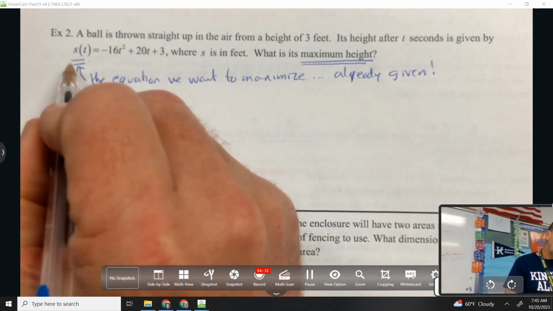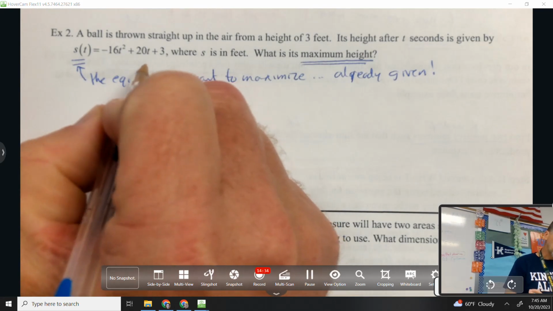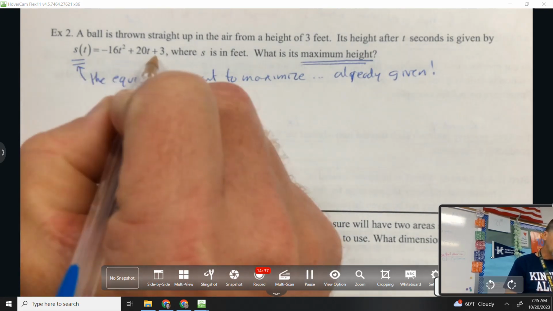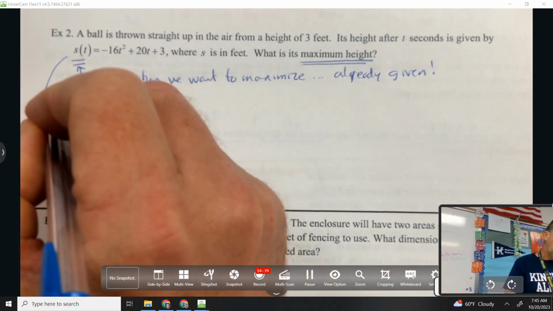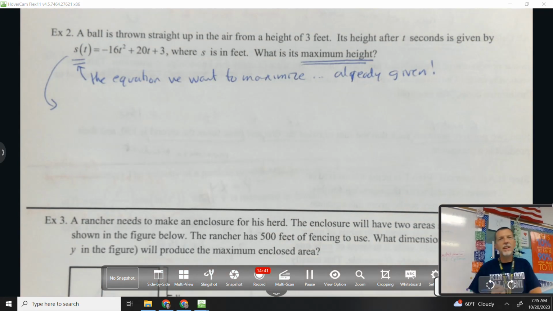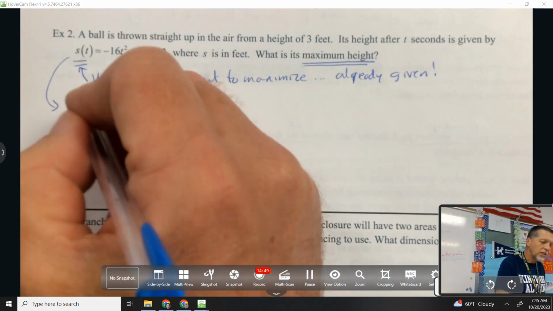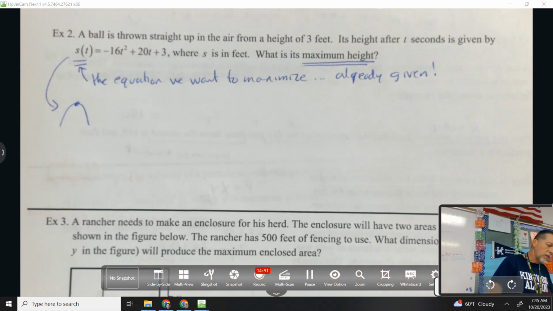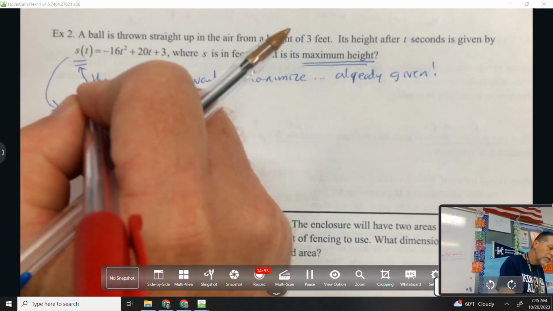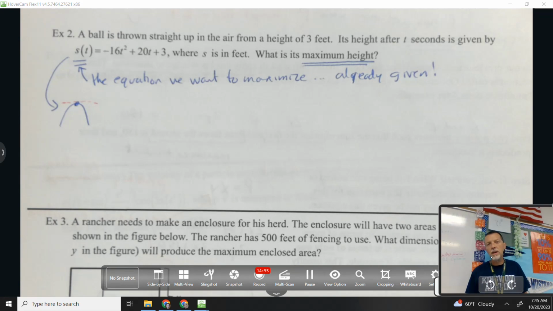So let's think about this one as well. What does this equation look like? What does the picture of that look like? If we graphed it, what would it be? The same as the last one. So it's going to have a maximum. In fact, its only relative extrema is the maximum there. So I think this is really similar to the last one.